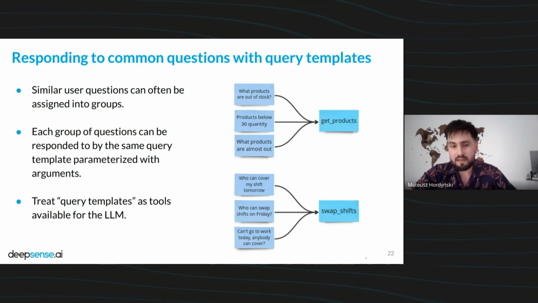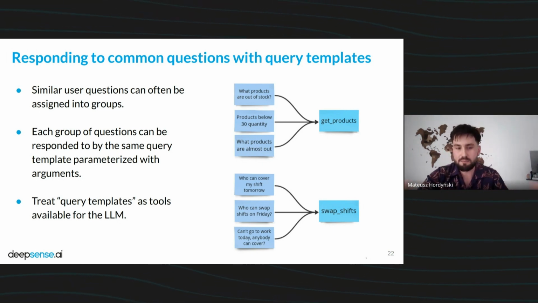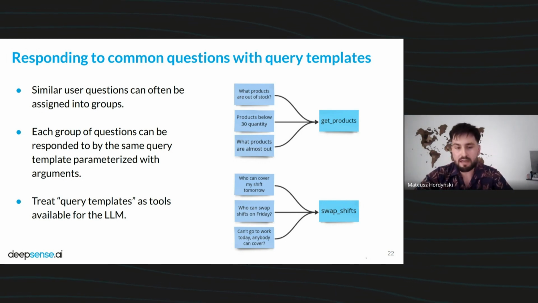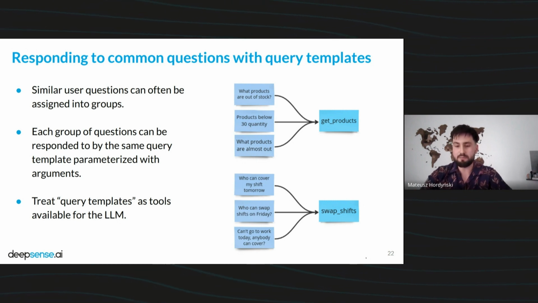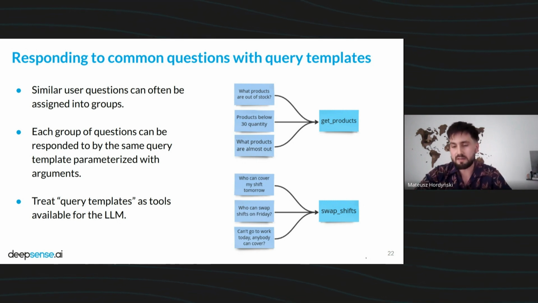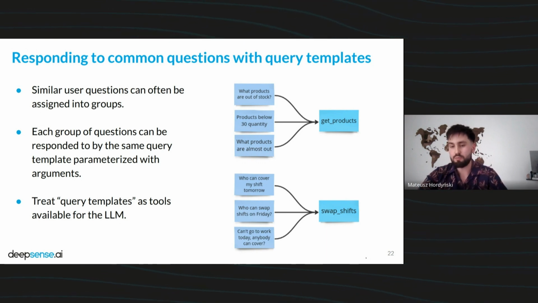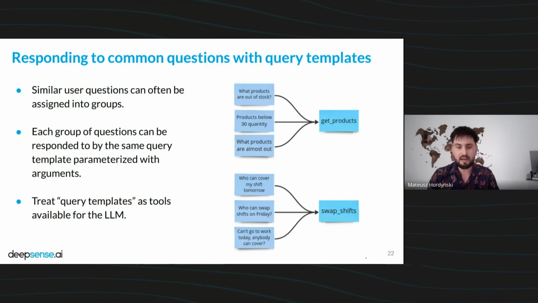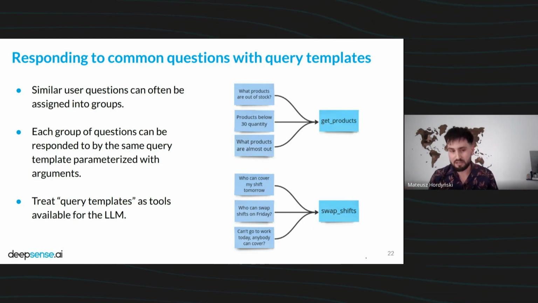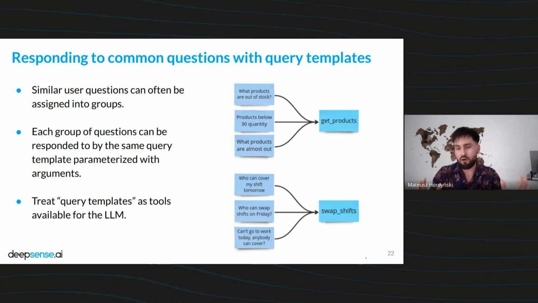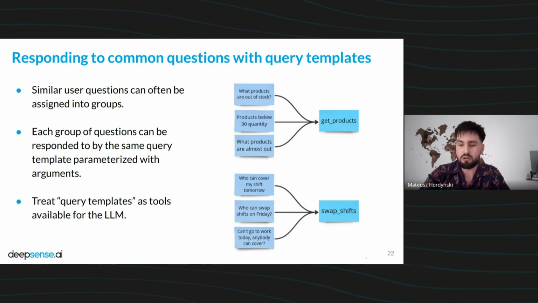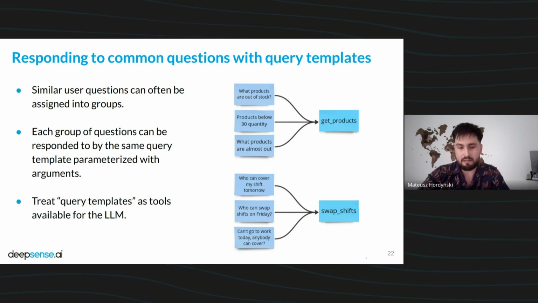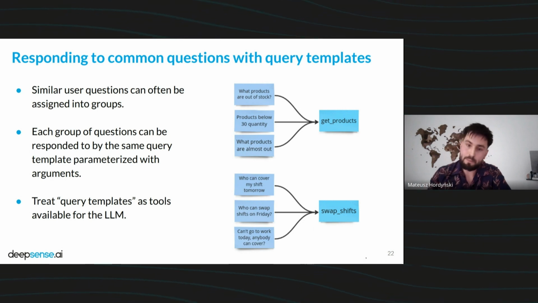And what we can do is we can assign these similar user questions into groups. And for each group, we can create some sort of query template to respond to all the questions from that group with the same query template. So for all questions about shift swapping, we have one query template, maybe with some arguments, of course, but we have just one query template to answer all of those questions. And we can treat those query templates as tools available for the large language model.